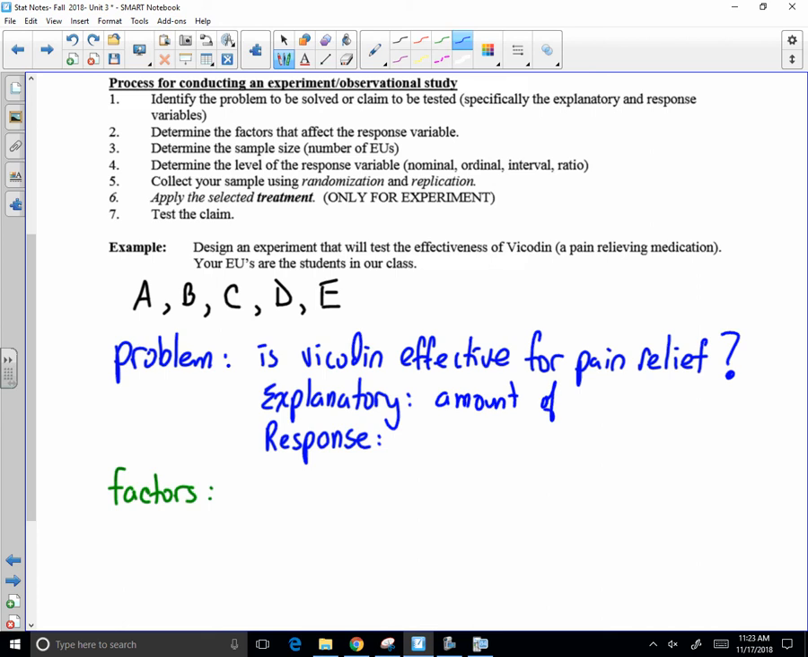Amount of Vicodin, amount of pain relief. Effective, how about just amount of pain? Because relief would be the difference before and after, which you could get into, but it would be, I take the pill, what kind of pain am I in? So you can go either way with that. But the factors that would impact this.